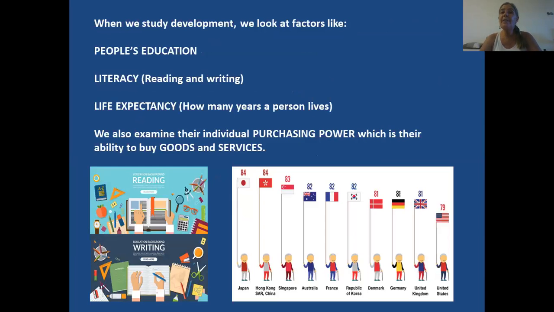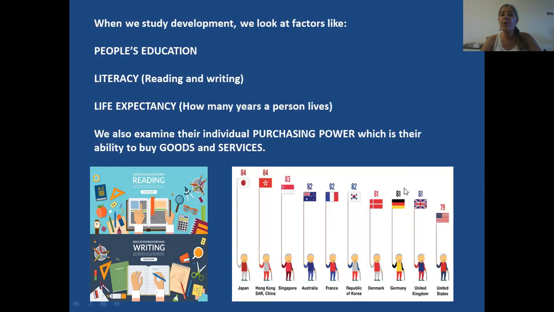When we study development, we look at factors like people's education, literacy, which is whether people can read or write, life expectancy, which is how many years people live, okay? We also examine their individual purchasing power, which is their ability to buy goods and services.